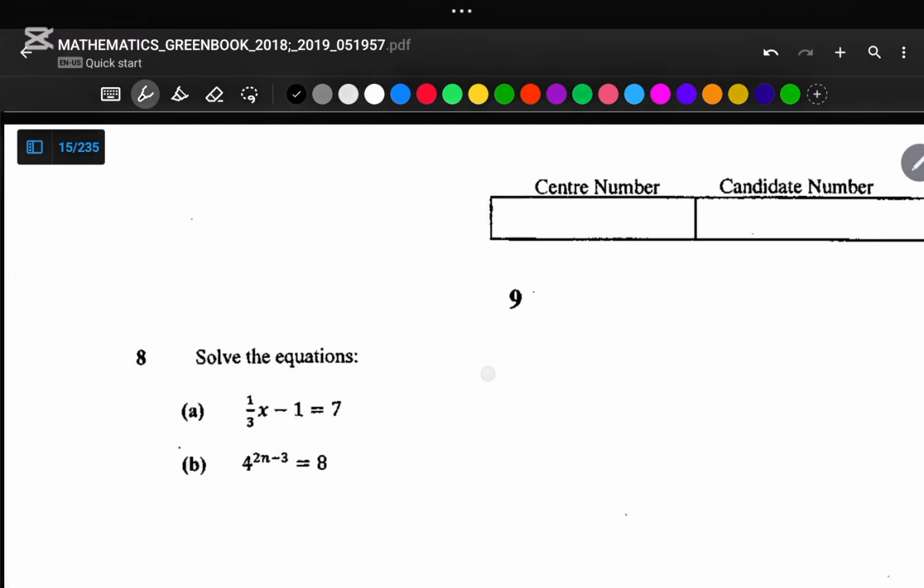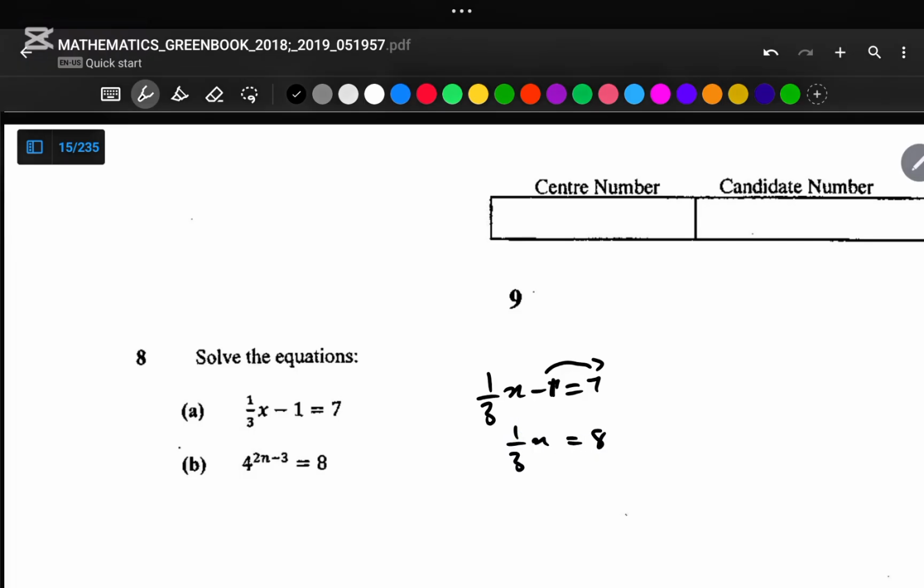So we're having the first equation, that is 1 over 3x minus 1 being equal to 7, and the second, 4 raised to the power 2n minus 3 being equal to 8. For the first, 1 over 3x minus 1 equal to 7, we are to calculate x. Whenever you are solving an equation, the idea is to make the coefficient of x positive 1 and the power of x positive 1 also. So the first thing you need to do is to shift this 1 to this side of the equation, and it becomes positive 1.